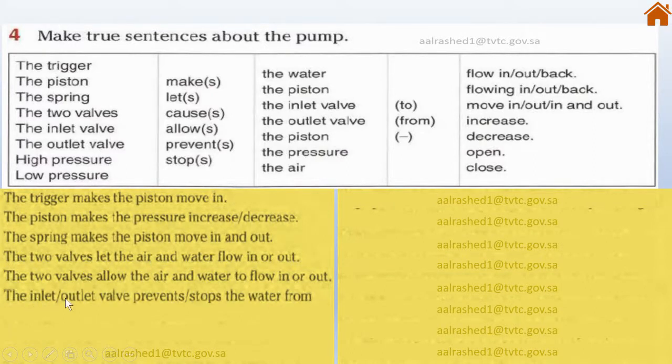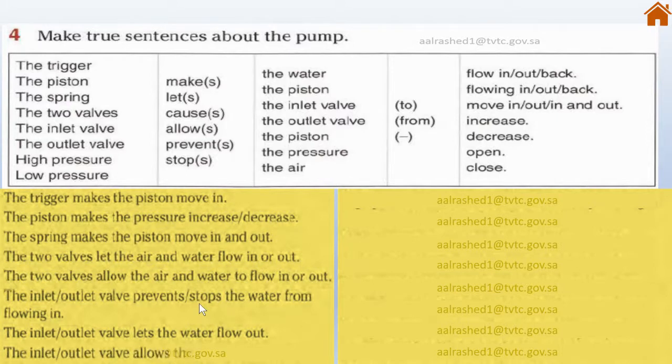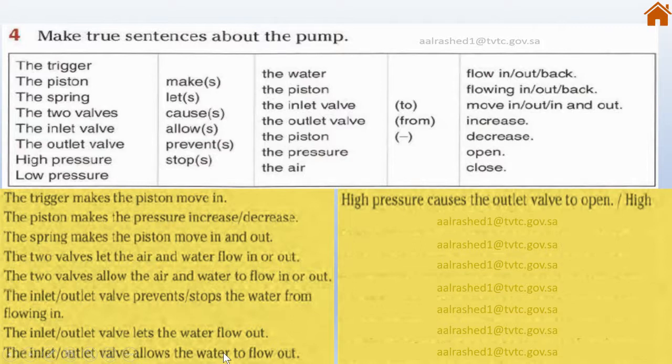Okay, another example, the inlet valve prevents, stops the water from flowing in. As you can see, if you use prevent or stop, you must add ing with the verb, the ing form. Okay, the inlet valve lets the water flow out. The inlet valve allows the water to flow out. Okay, high pressure causes the outlet valve to open. I could say high pressure makes the outlet valve open. But both of them are correct.